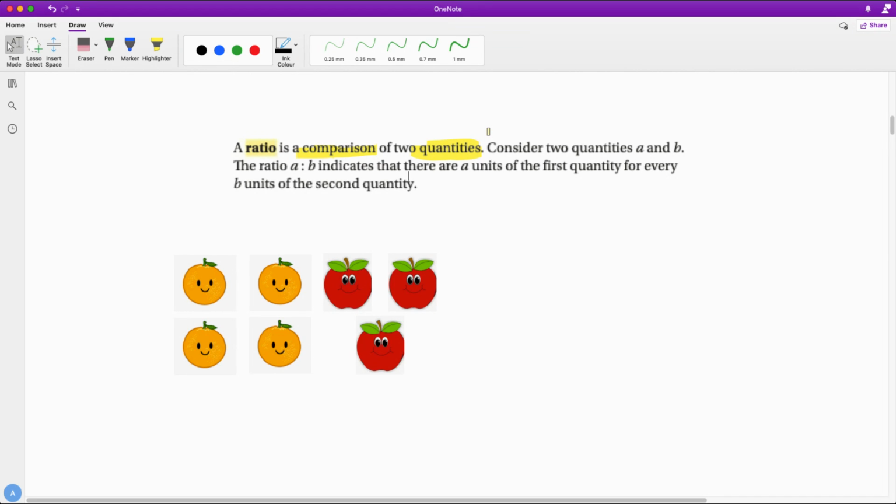So a ratio is a comparison of two quantities. And now let's consider the two quantities A and B. We're just thinking, okay, any kind of quantities that we have, and we're just going to label them by a variable A and B, and they can represent whatever quantities we want.